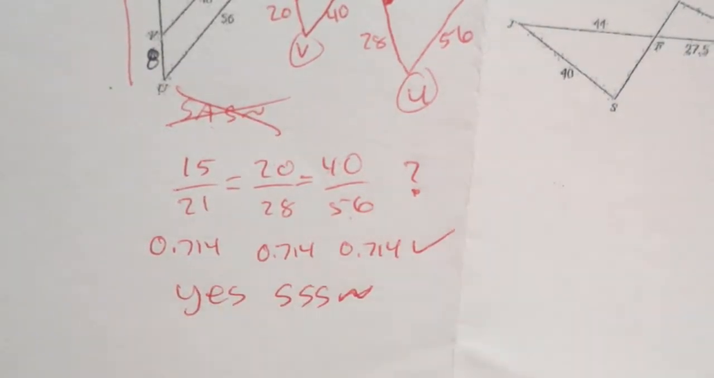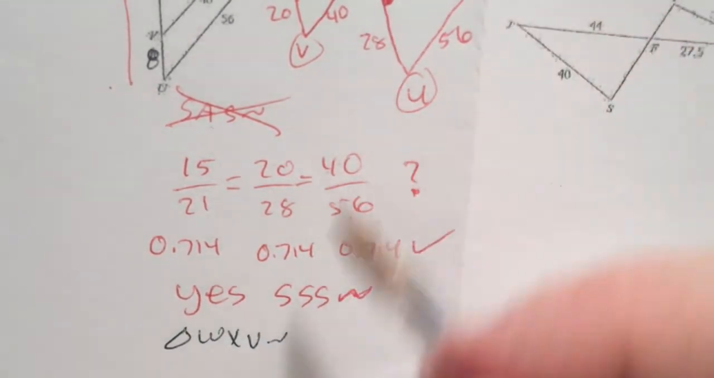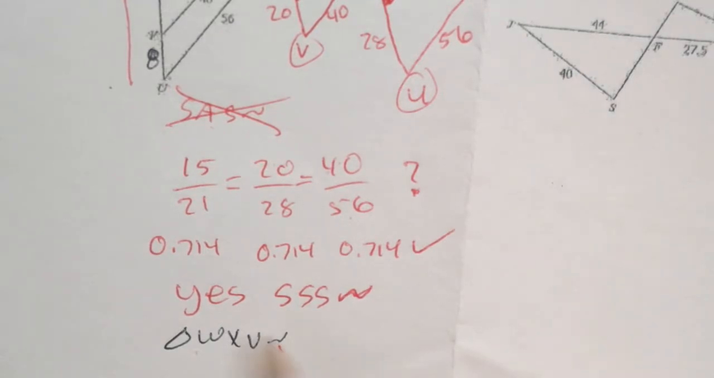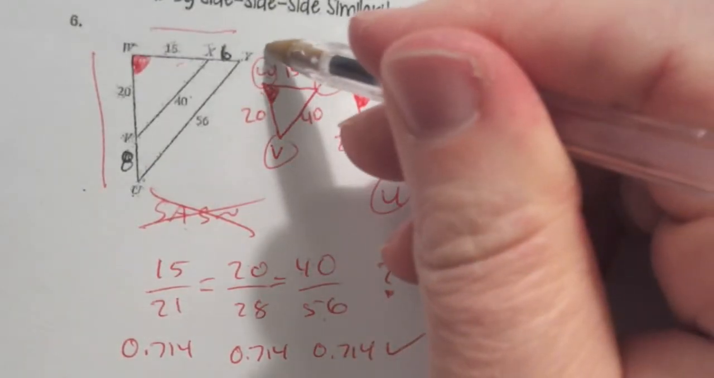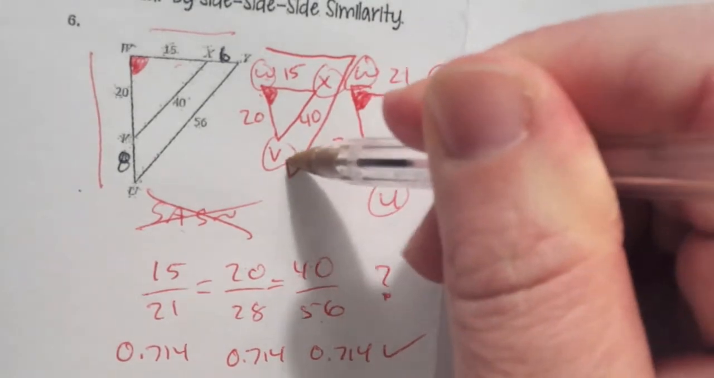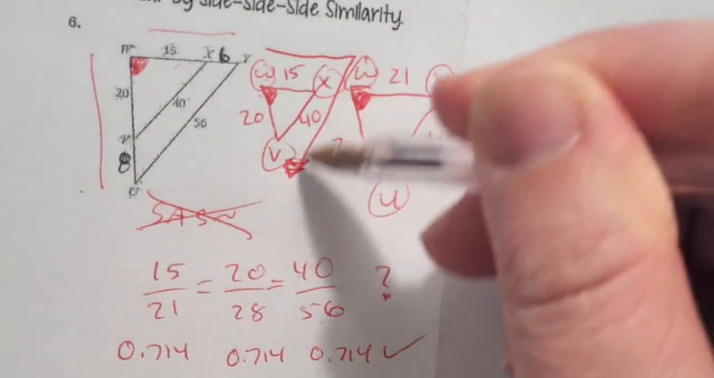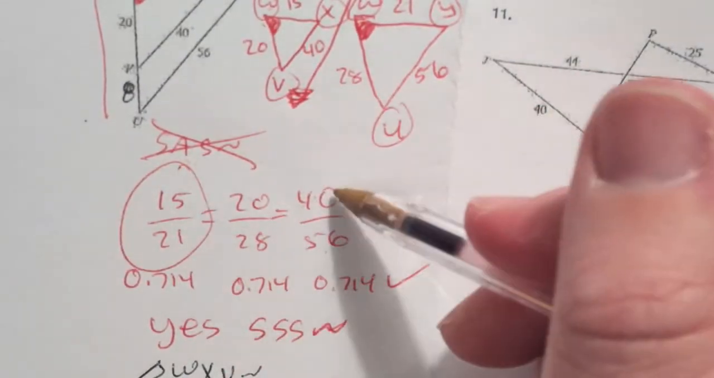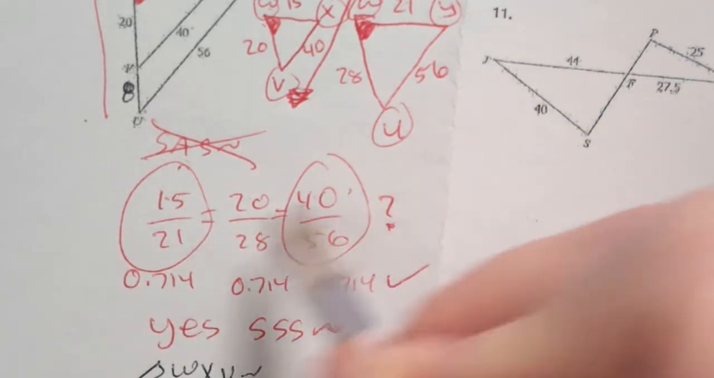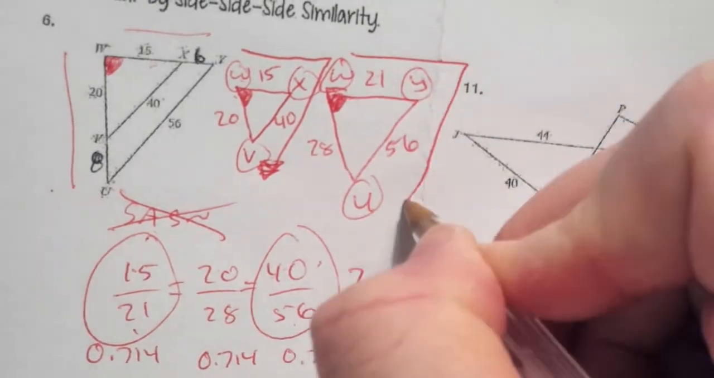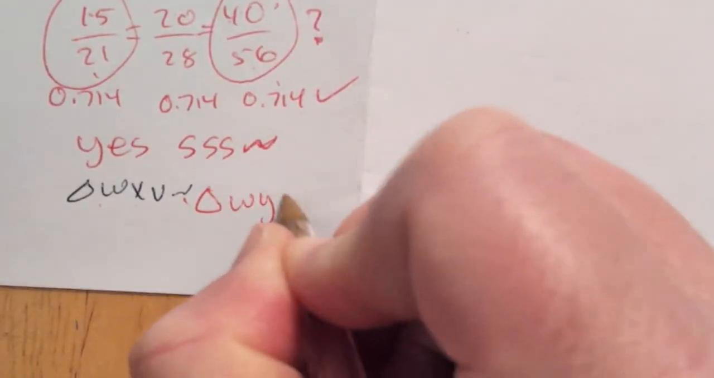Okay, and then what if I said triangle WXV? That'd be similar to what? If we went WXV, that would have been 15 and then 40. So if I go 15 and 40, that matches up with 21 and 56, WYU. So triangle WYU.